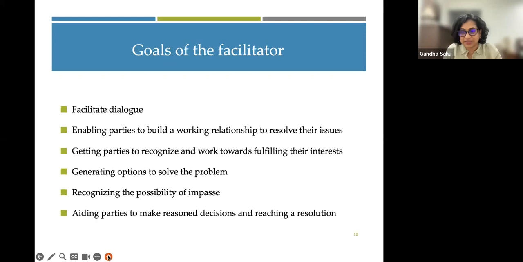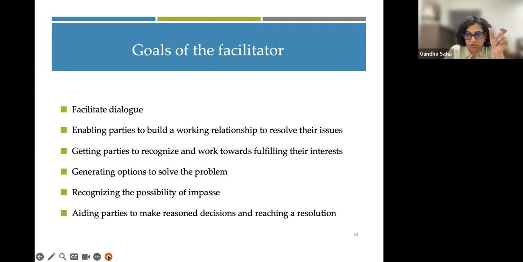You can use some of the techniques, some listening skills, but if you are mediating a dispute, you should be completely neutral in that matter. What do we do as facilitators? We facilitate dialogue. We enable parties to build a working relationship to resolve their disputes. We get parties to recognize and work towards fulfilling their interests, generate options to solve the problem, recognize the possibility of an impasse, and aid parties to make reasoned decisions to reach a settlement resolution. So let's look at the words we are looking at here.